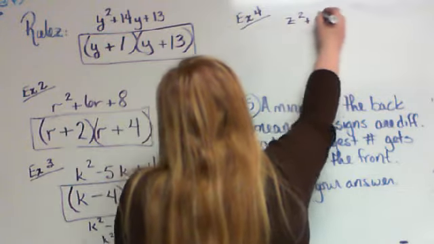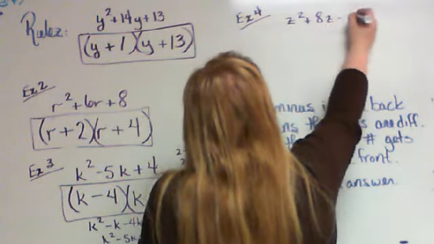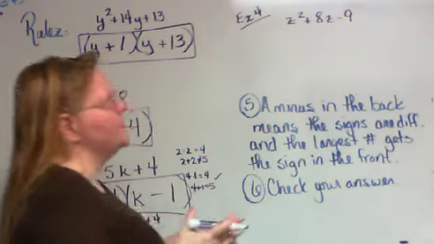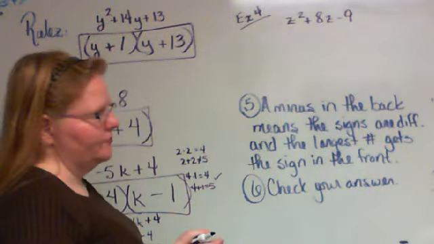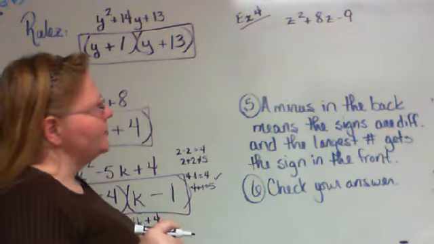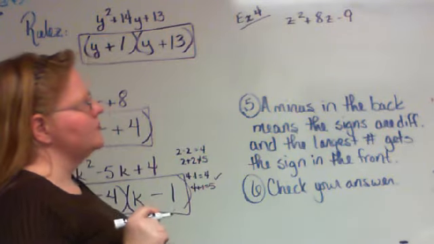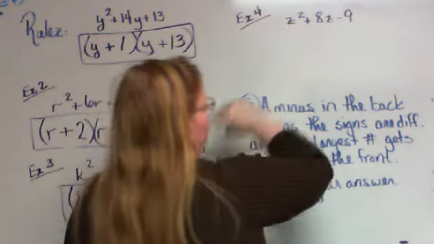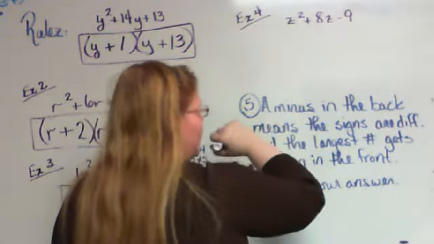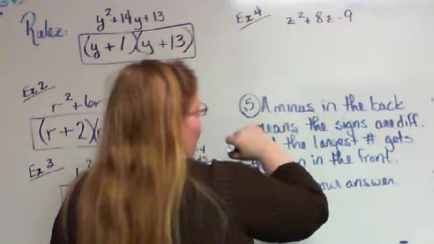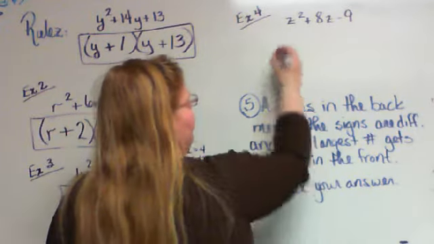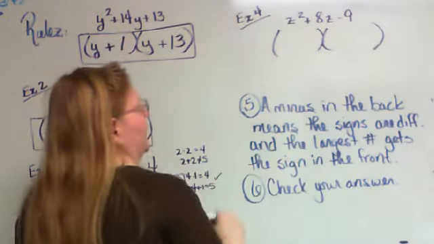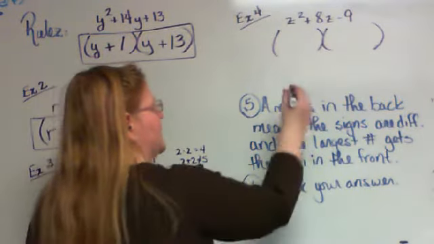Z squared plus 8z minus 9. Is there a GCF? No. How many terms? 3 terms. What's the leading coefficient? 1, because there's no number in front, which means there's a 1 in front. That's why it's the leading coefficient. Okay, so we have to follow the rules. First step is to draw the skeleton. Two things that multiply together to give you z squared: z times z.